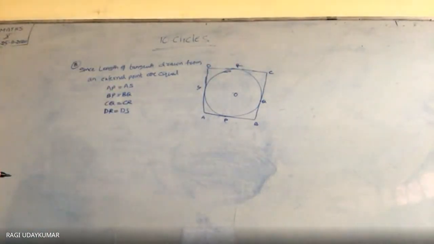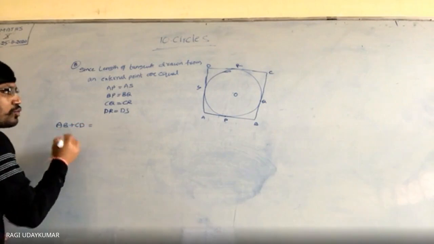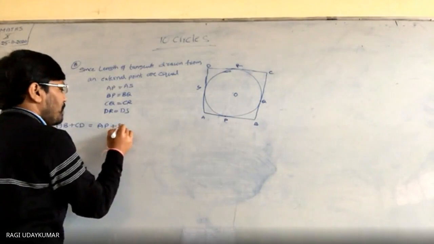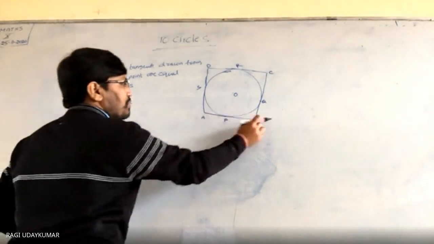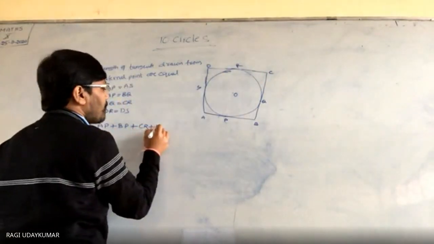Now what is it asking you to prove? AB plus CD. Split AB; you can write it as AP plus BP. Split CD; you can write CR plus DR.